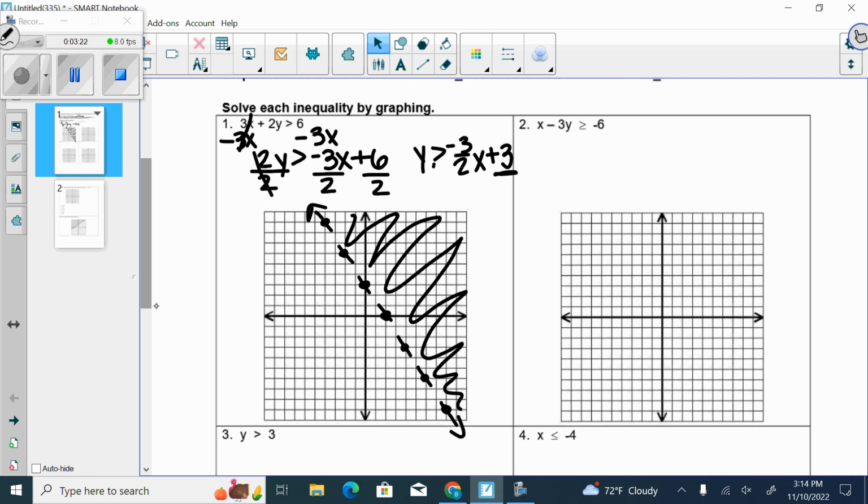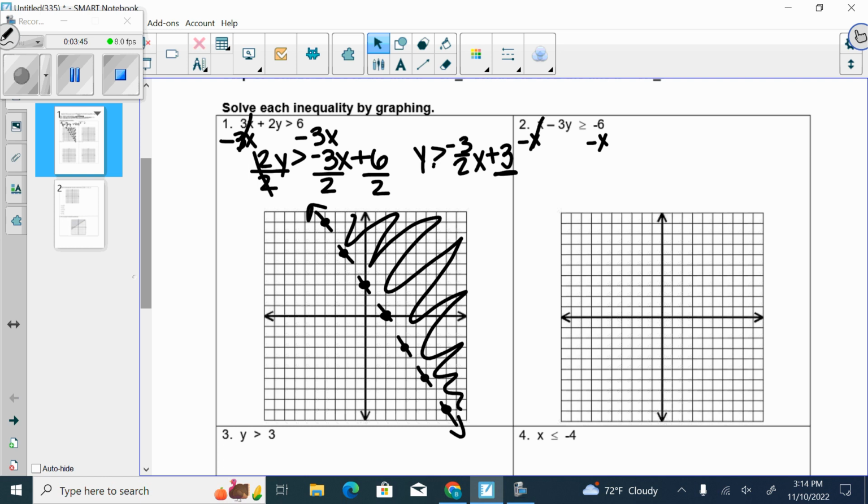All right. Okay, number 2. Is this one in y equals mx plus b form? No. No. So we're going to have to move something. What should we move first? The x. Good. If it's a positive x, how do I move it? Minus. Good. So I minus 1x or subtract 1x from both sides.